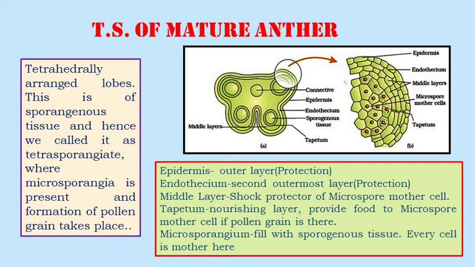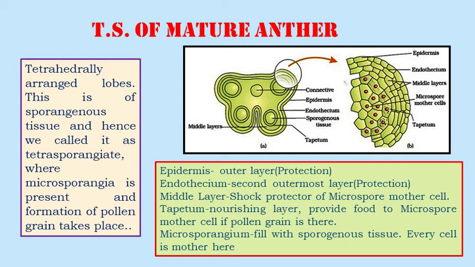Let's see. So the outermost layer, have you seen the outermost layer? The epidermis. The epidermis is the outermost layer, and it is used for protection. Okay, endothecium is the second outermost layer. It has the same function, protection. The middle layer is the shock protector of microspore mother cell. Tapetum is what? After the middle layer we find tapetum, and tapetum is the nourishing layer. It provides food to microspore mother cell if pollen grain is there.